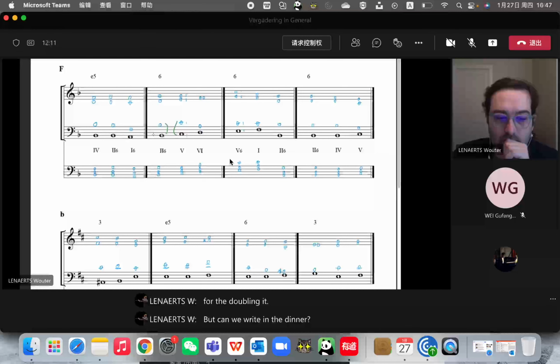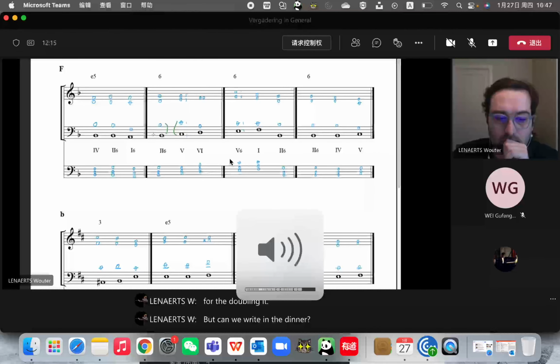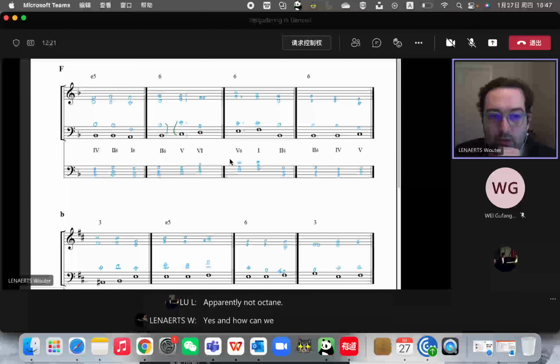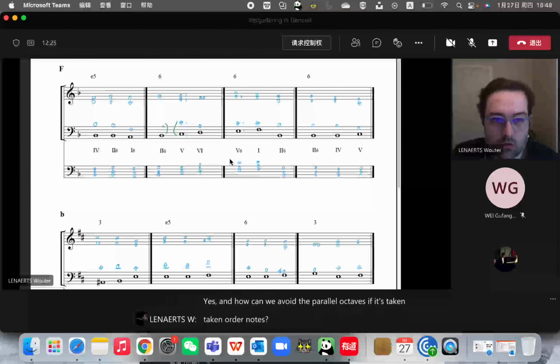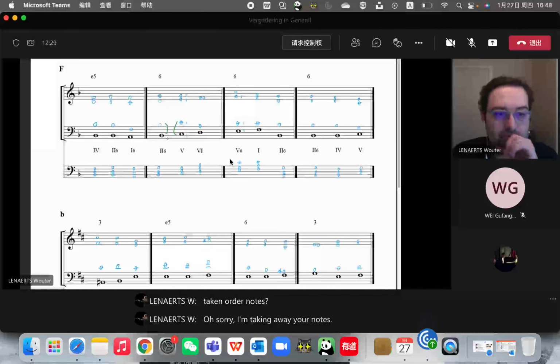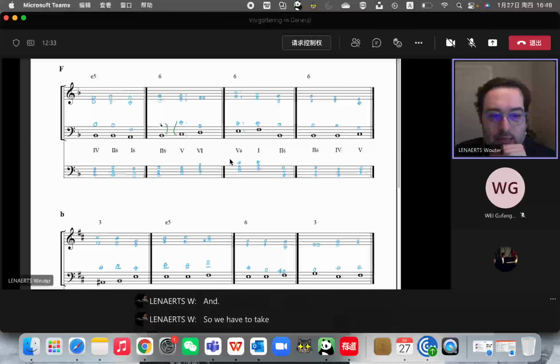Parallel octave. Yes, and how can we avoid the parallel octave if we take another note? Oh, sorry, I'm taking away your notes. So we have to take away the C in the tenor. Which note can we write?